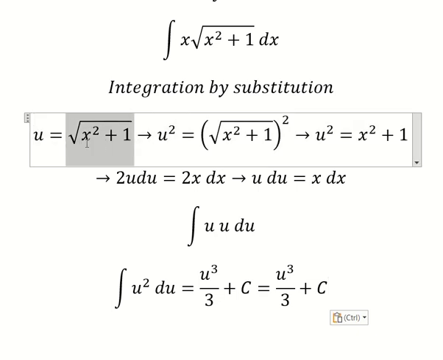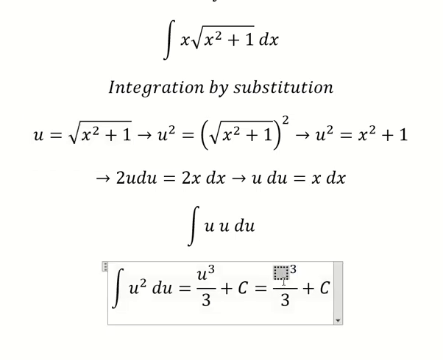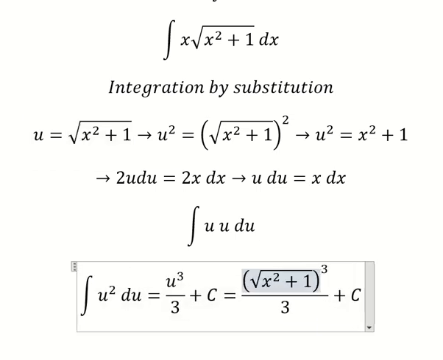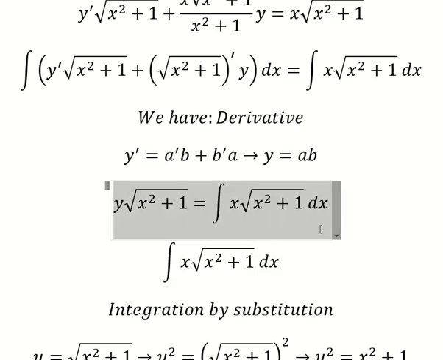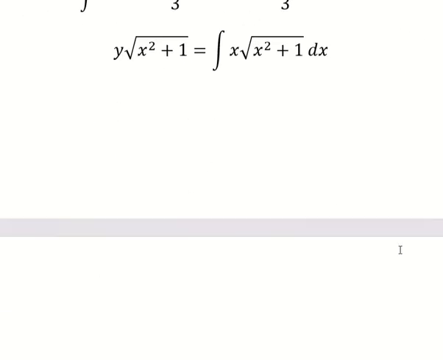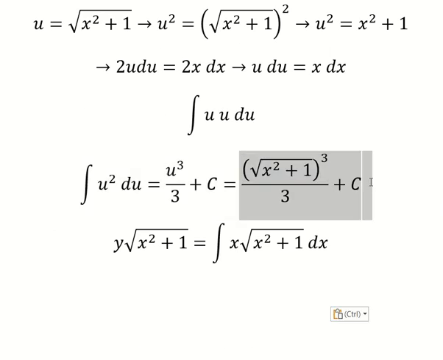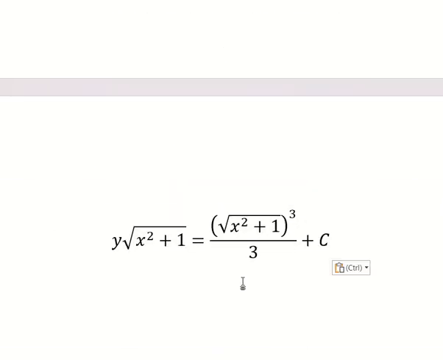Now we put this one in here, so we have this one, and this is the final answer.